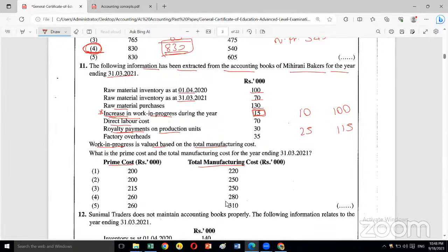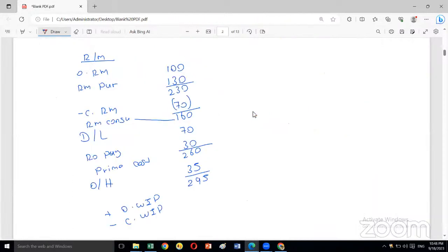So the increase in work in progress during the year, how much is it? 15,000. I'll just randomly put some values. If I put opening work in progress as 100, closing work in progress should be how much? 115. So 100, Baba, this is plus, this is minus. 100 minus 115, the net value is how much? 15. So 295 minus 15, the answer will be how much? 280. If you know this lesson only, you will be able to do this.